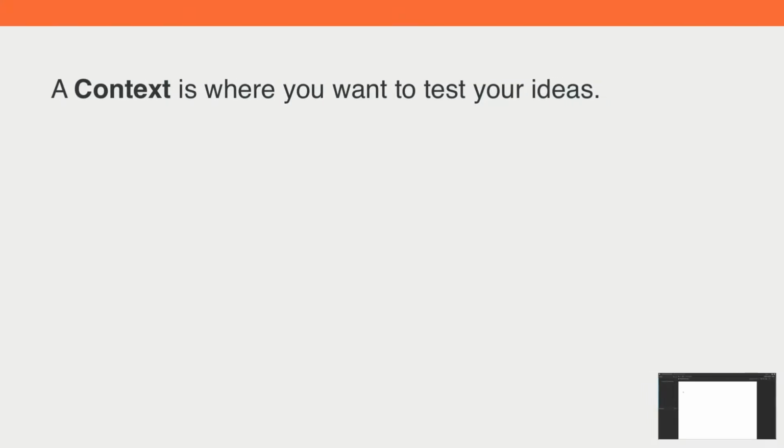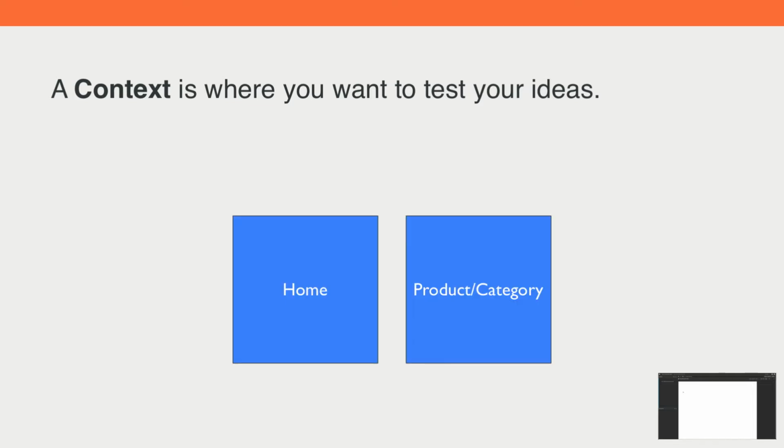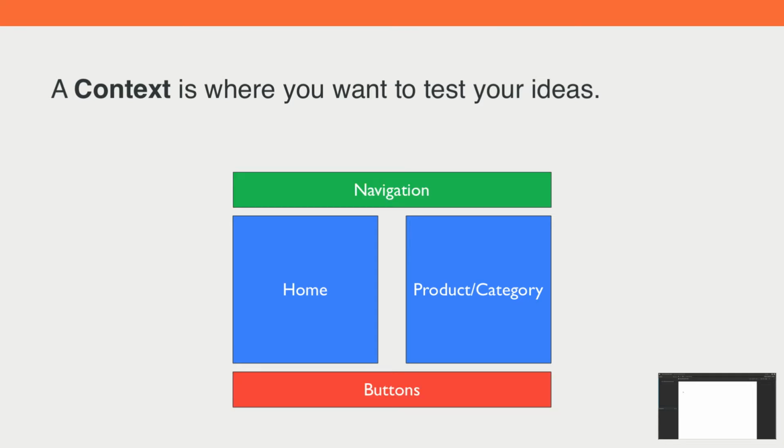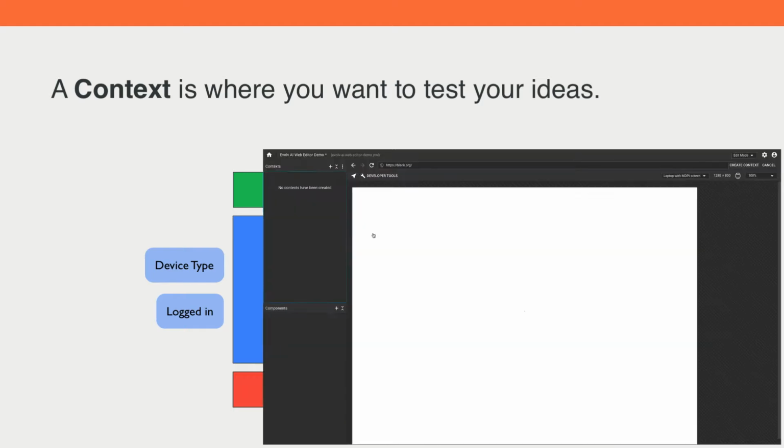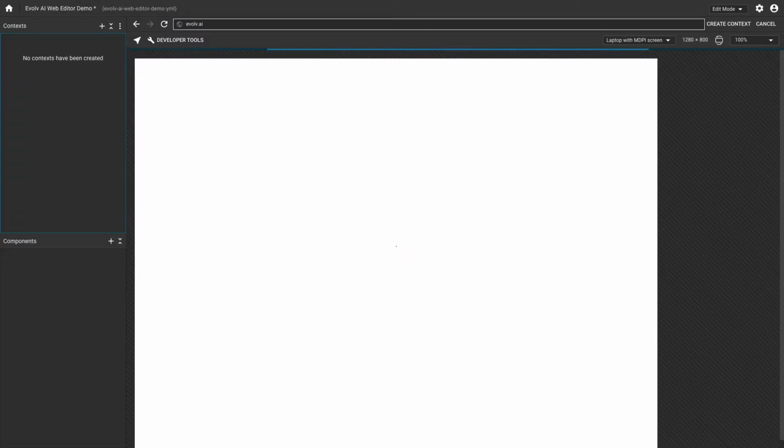When it comes to optimizing for the web, a context is simply a page or group of pages where you want to test your ideas. You might want to optimize the home page, a product or category page, or even a component such as the global navigation or site-wide buttons. Context can get much more complicated when you introduce other attributes, but in this video, we'll focus on just the URLs. Enter the URL of the page you want to use. If there are multiple pages, just use one of the URLs you need.